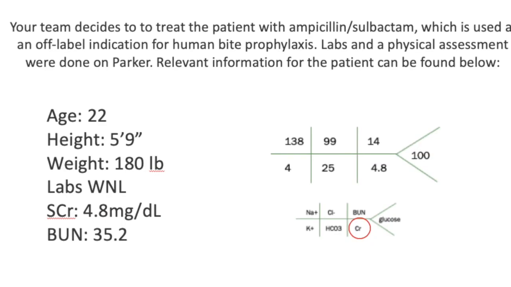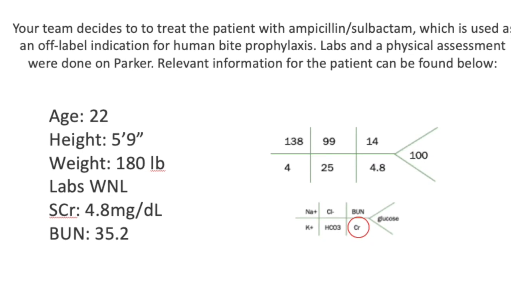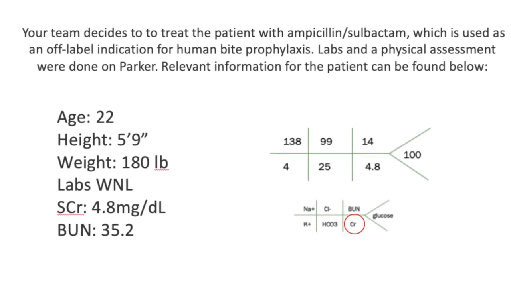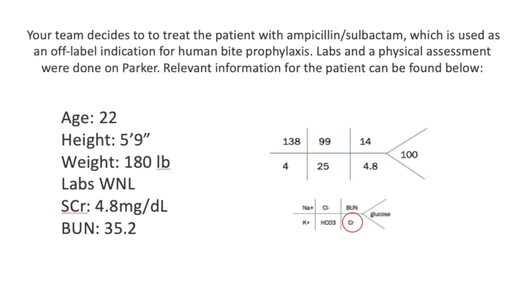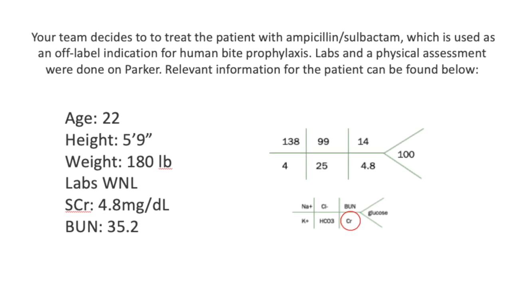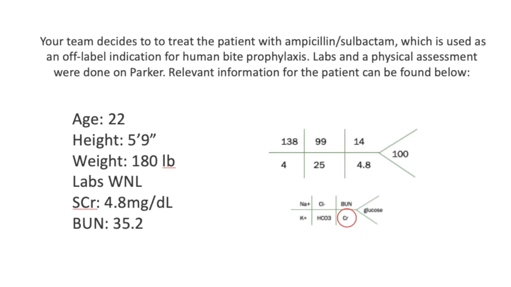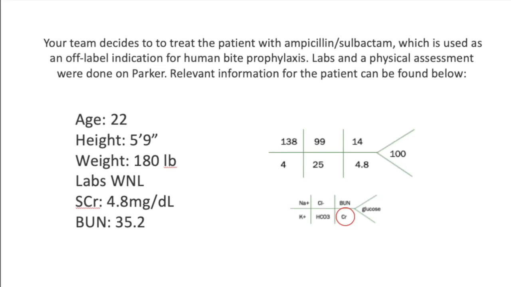Your team decides to treat the patient with ampicillin sulbactam, which is used as an off-label indication for human bite prophylaxis. Labs and a physical assessment were done on Parker. Relevant information for the patient can be found below. Note the location of the serum creatinine value in the BMP labs on the bottom row, third from the left.